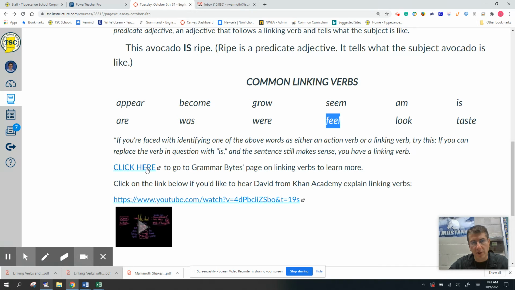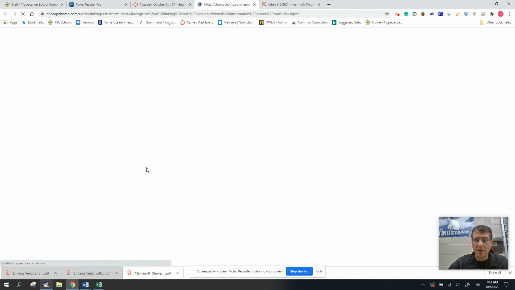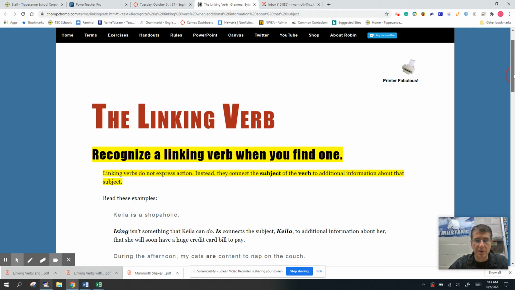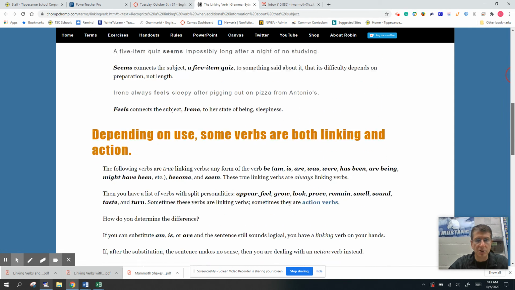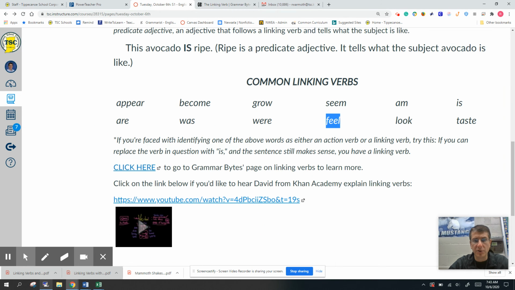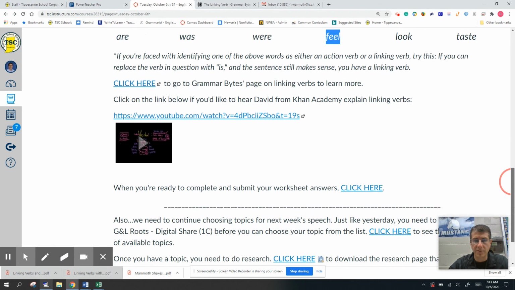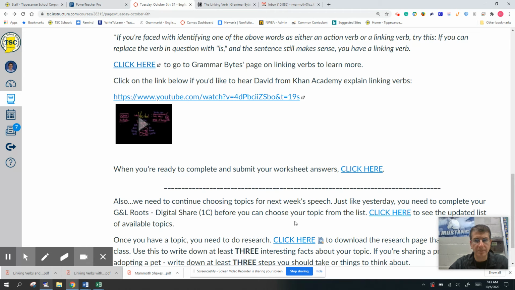You can click on here for Grammar Bites. Grammar Bites is a really nice website that has some funny examples and breaks down and gives you more examples of linking verbs. Just kind of read through there as you need to. But if you don't want to use that, you're welcome to use David from Khan Academy. He does a great job of explaining linking verbs too. It's really, really short. It's easy to follow. There's a link here for your worksheet. This is the usual thing that we do after we review something from parts of speech. We do the worksheet. So click here, and it should take you to the worksheet page.